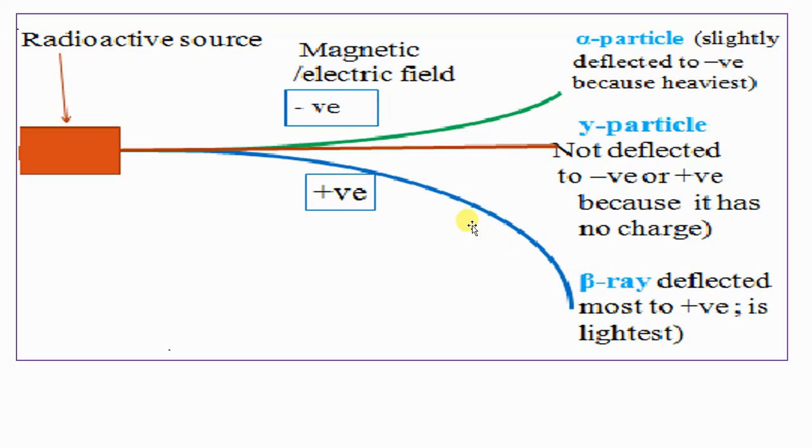Another very important thing I want you to know is that the beta particle is very light. Look at the deflection here, the size from here up to here, and then look at this size from here up to here. Because alpha particle is very heavy, it deflects at a slow pace. Look at this one. It deflects most, because it is lighter than alpha.